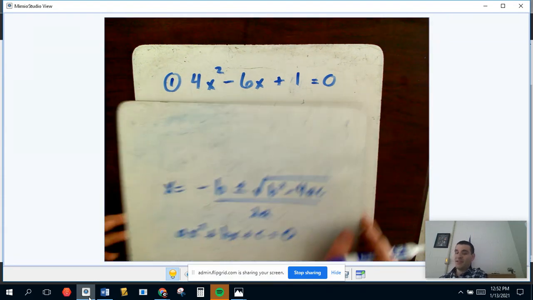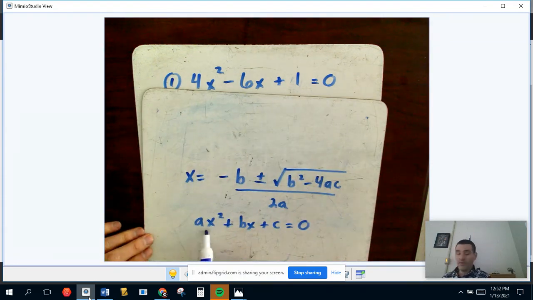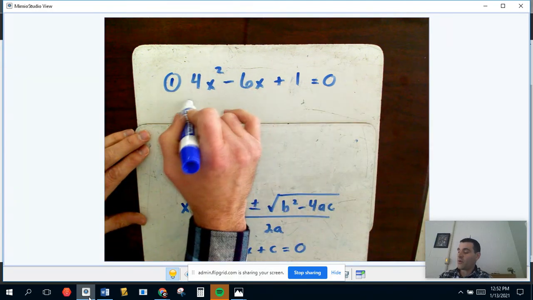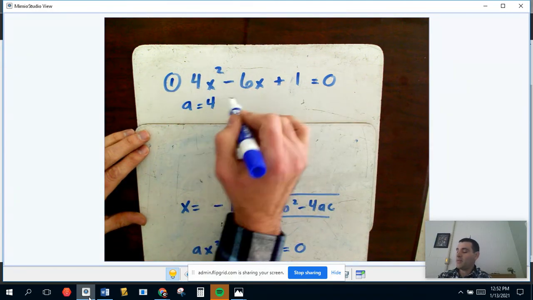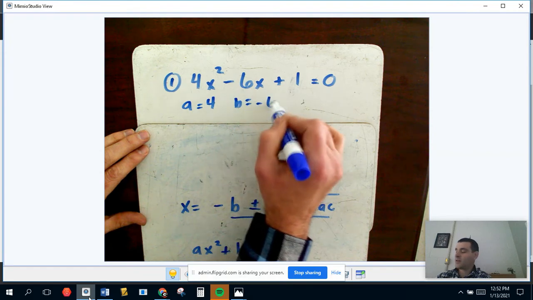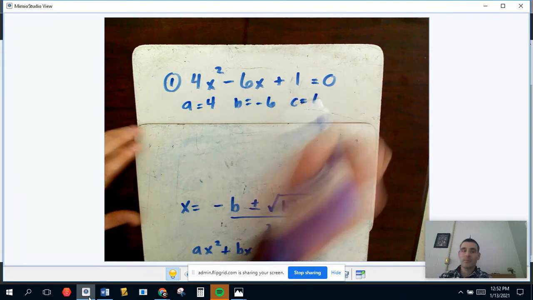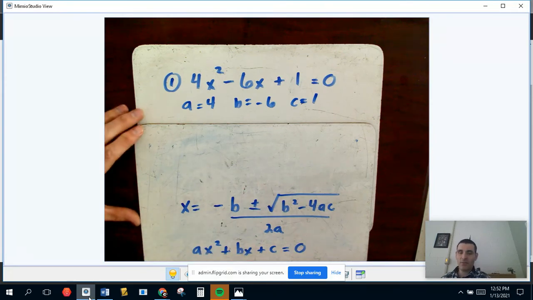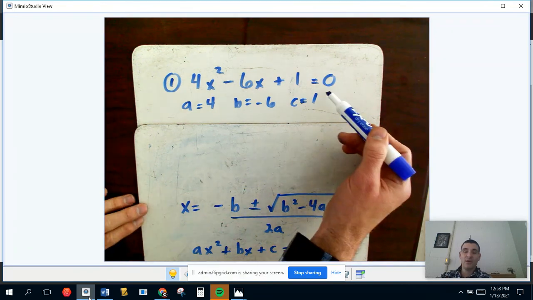But a, b, and c, as you can see here, a is the coefficient of x squared, b is the coefficient of x, and c is the constant or the number. So in this case, it appears that a is 4, b is -6, c is 1. Okay. We're going to apply those each into the quadratic formula. Again, don't declare those variables until you see an equal 0, which here we already had.